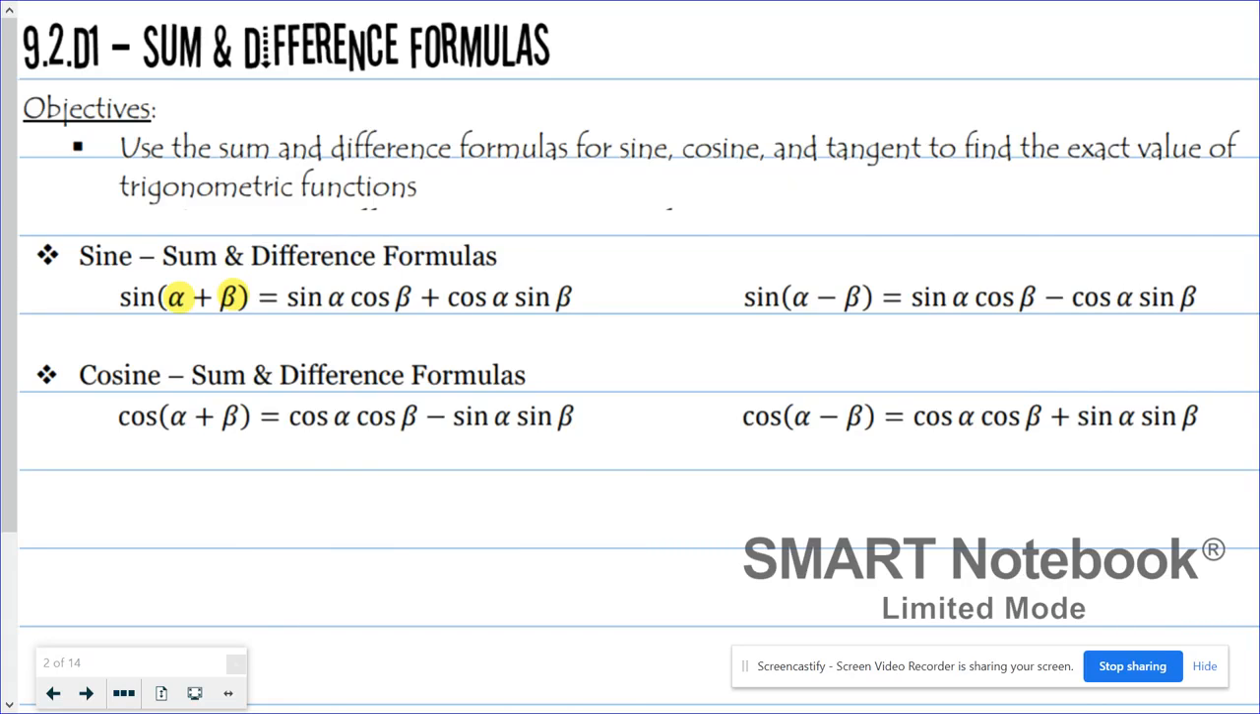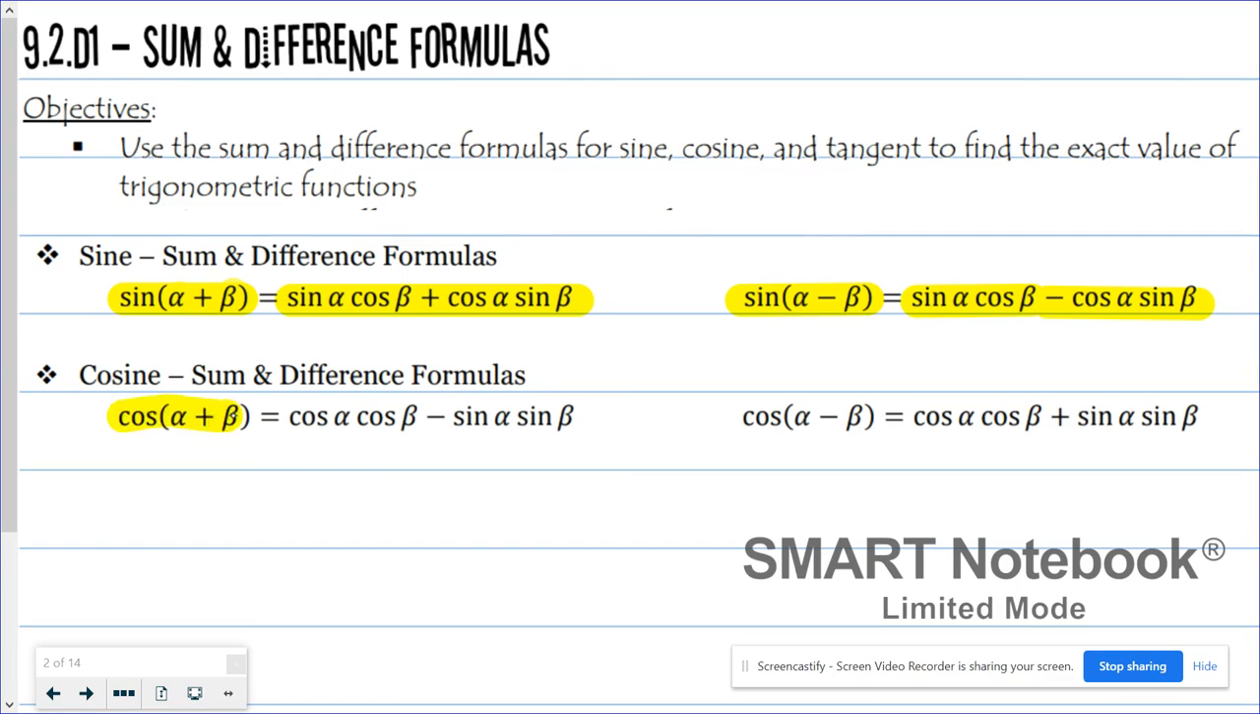Notice you've got a formula written for sine of alpha plus beta, and it goes sine of alpha cosine beta plus cosine of alpha sine of beta. The difference formula for sine looks like this. Sine of alpha minus beta is equal to sine of alpha cosine beta minus cosine alpha sine beta.